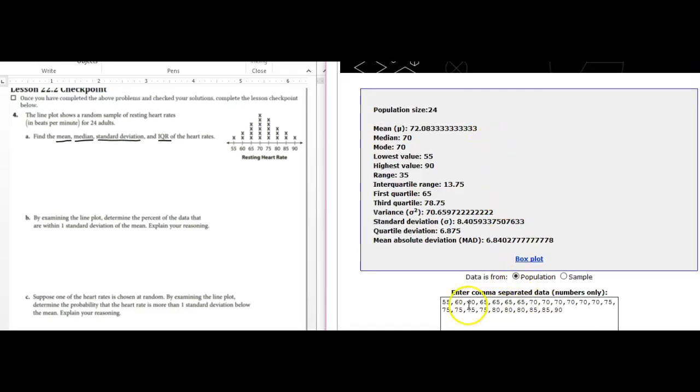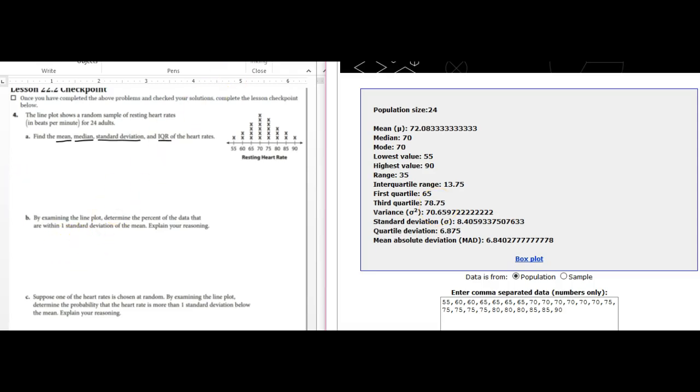So after entering all those values, and yes, it did take some time, I was able to find my mean, which is about 72, the median, which is about 70, as well as a standard deviation, which is about 8.4, as well as the interquartile range, that's the IQR. It's a really nifty tool to calculate all that out.